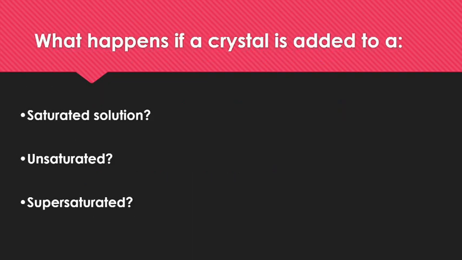So one of the things that you will often be asked about these solutions, or that we can use to identify what type of solution we have in front of us in the lab, is adding a little bitty crystal of the solute that we've been using to make that solution. If we add a single crystal to that solution, then that solution is going to act in a certain way, and it's going to help us figure out whether or not it was full, whether or not it was saturated. And once again, the solution is going to act a whole lot like a person would act, full or not, when you offer them just a little bit more food.